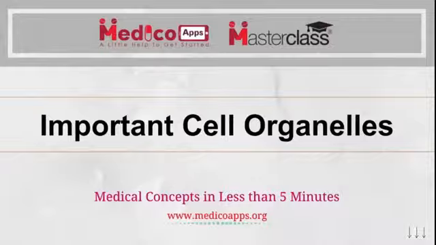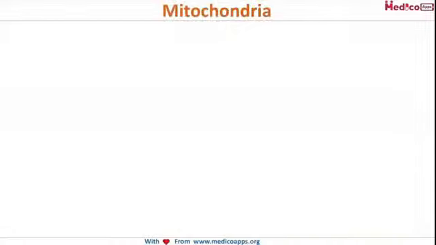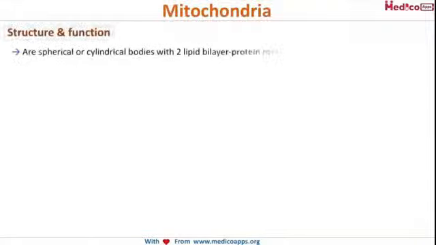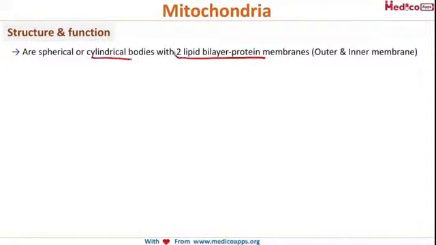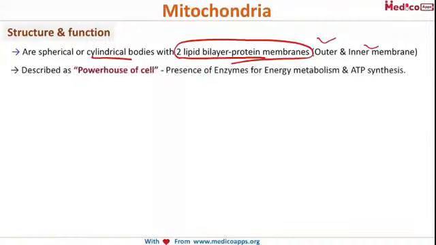The first and most important thing that comes to our mind is your mitochondria. That's the powerhouse of the cell. So as we have discussed in our cell membrane class, the membrane is made up of a lipid bilayer protein membrane, right? This mitochondria is a cylindrical structure which has two lipid bilayer and protein membranes. It has two membranes, right? That is outer and inner membrane, and we are familiar with this word.